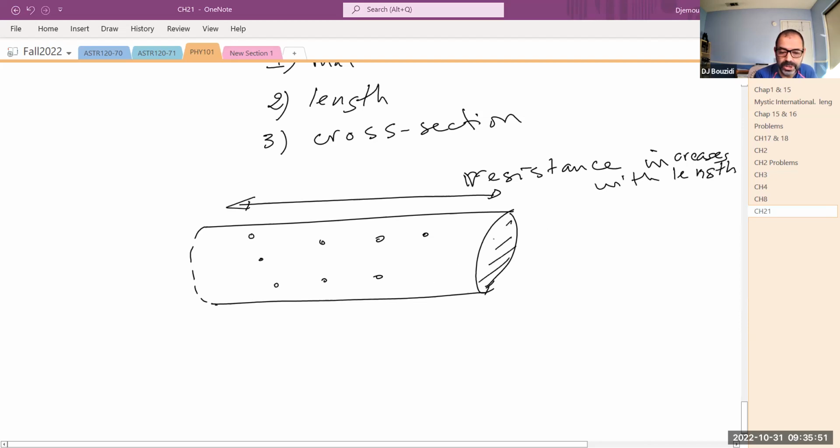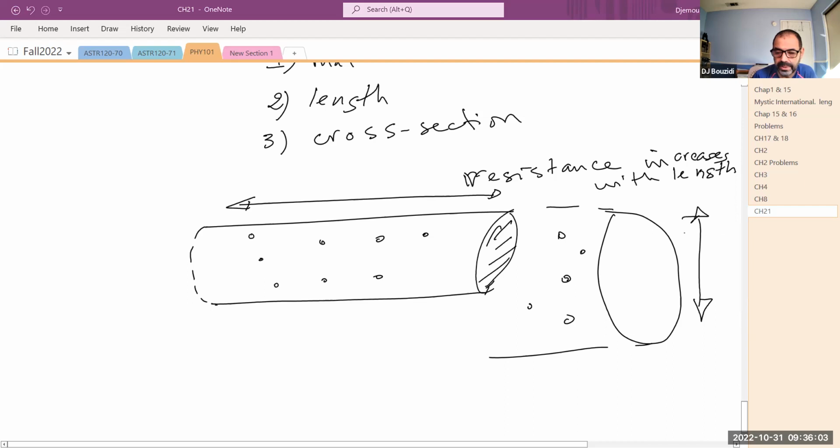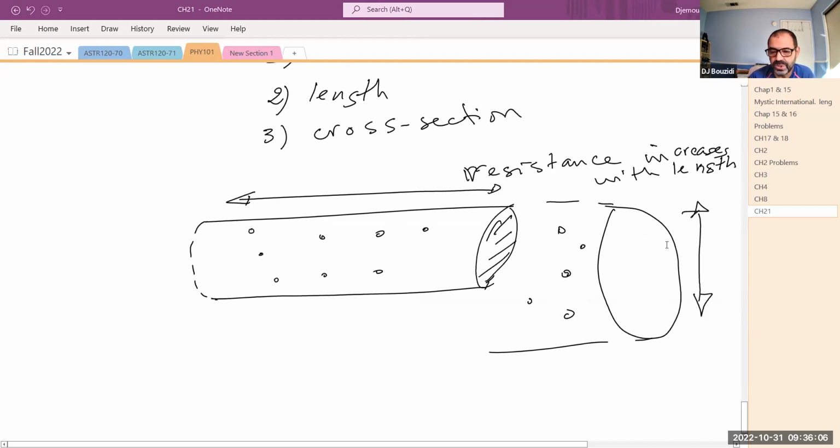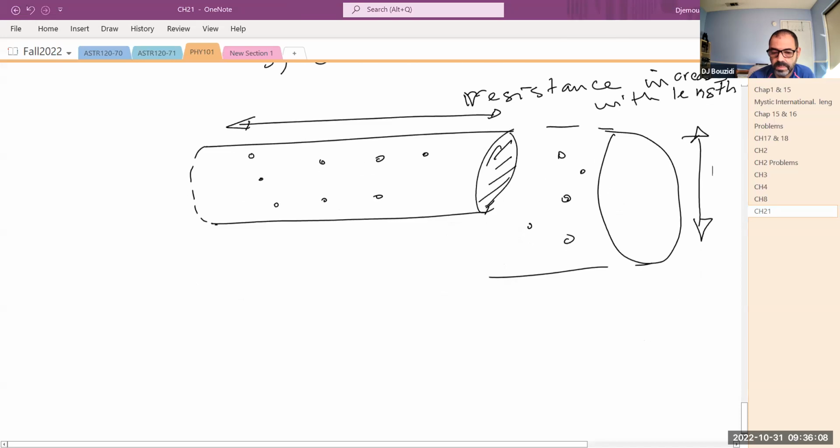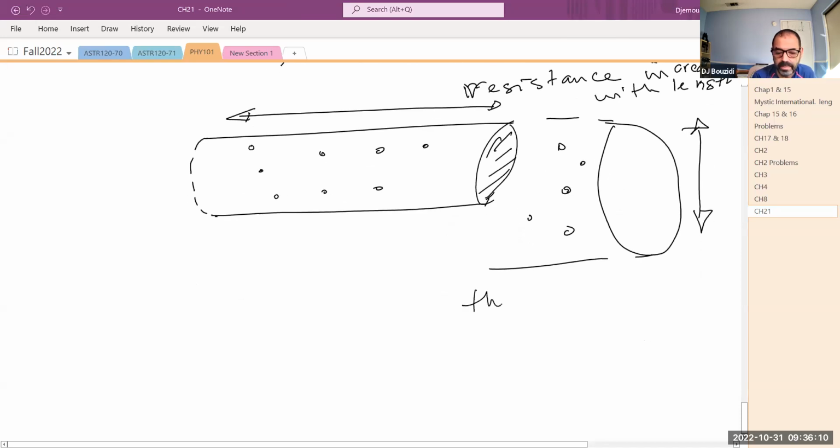Now, if I make this cross-section wider, obviously I can squeeze in more charges than when it's narrower. So the bigger the cross-section, the less resistance I'm going to have. So the bigger the cross-section or the area, it's the same thing, the less resistance the conductor has.